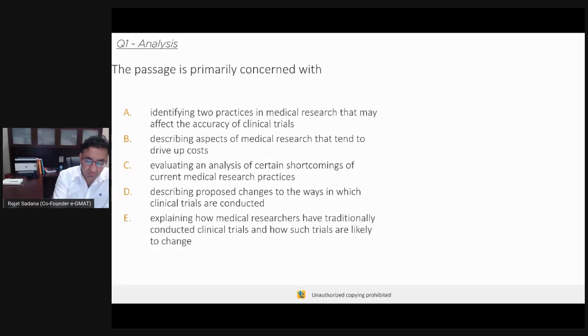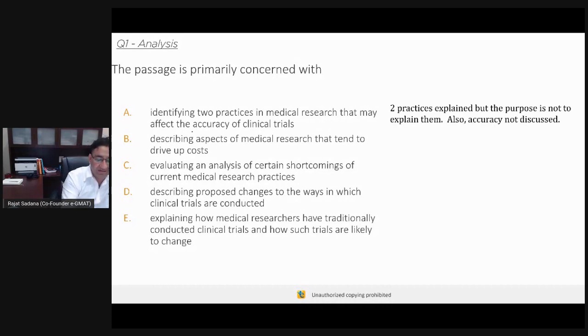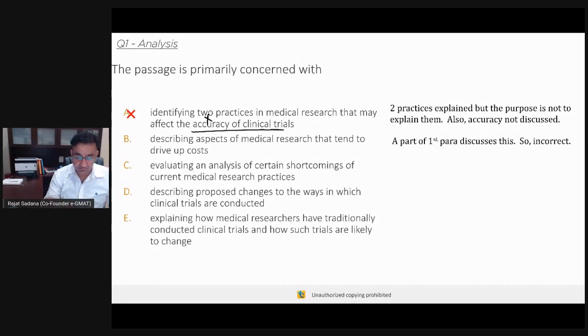Choice A: identifying two practices in medical research that may affect the accuracy of trials. There are two practices that I explained, but we do not talk about the accuracy of clinical trials, and hence this is wrong. Choice B says describing aspects of medical research that tend to drive up costs. In the first paragraph, there's one aspect described, but not all aspects, and it's only done in paragraph 1. So this is what I call a classical partial scope answer choice. Some people might choose it because it's described, but not all.